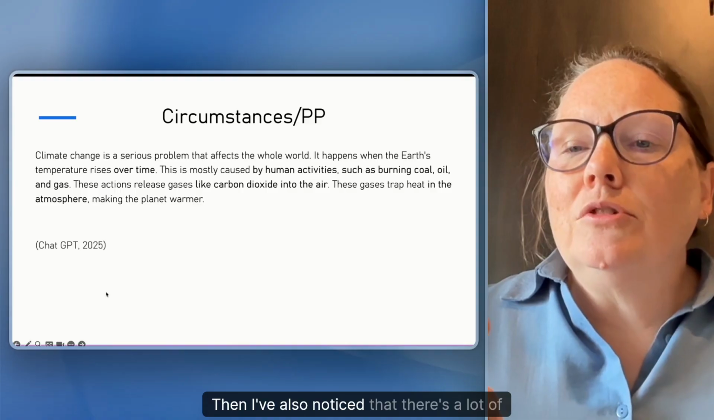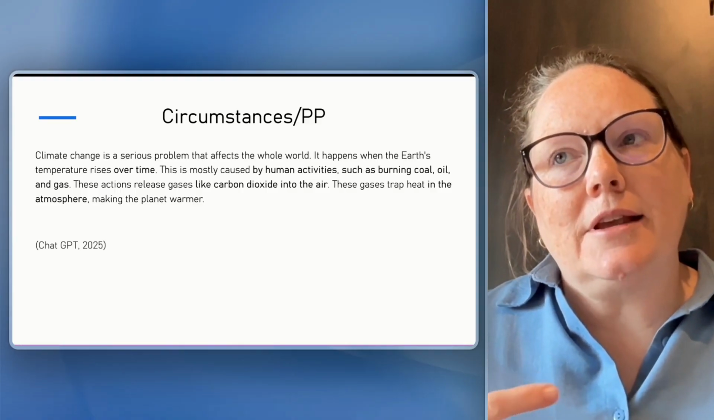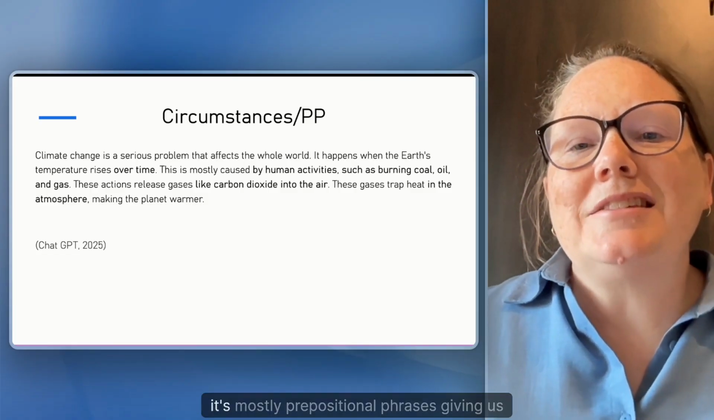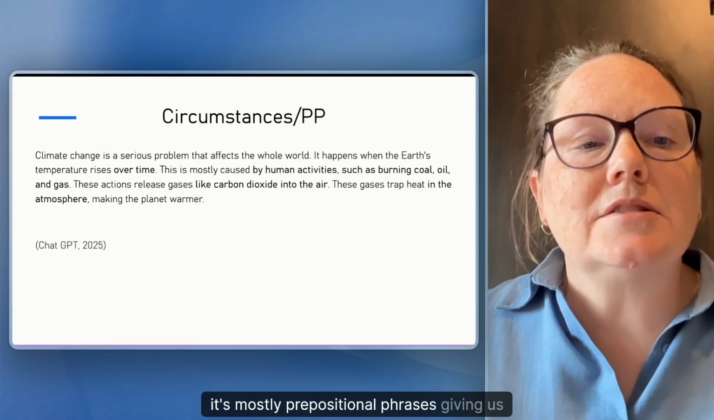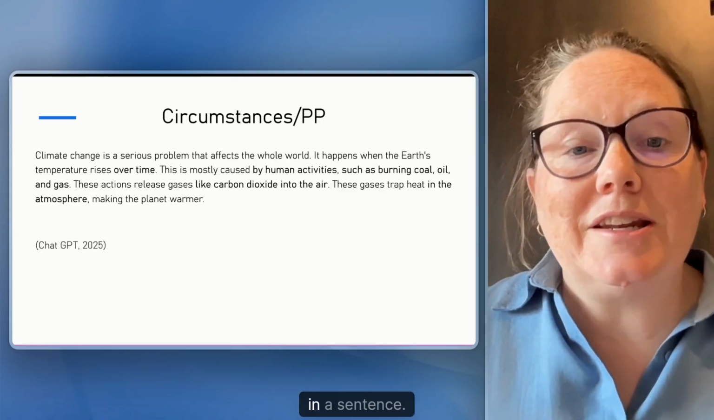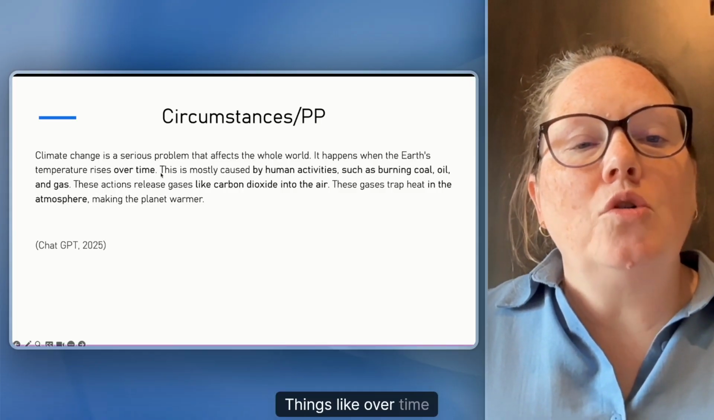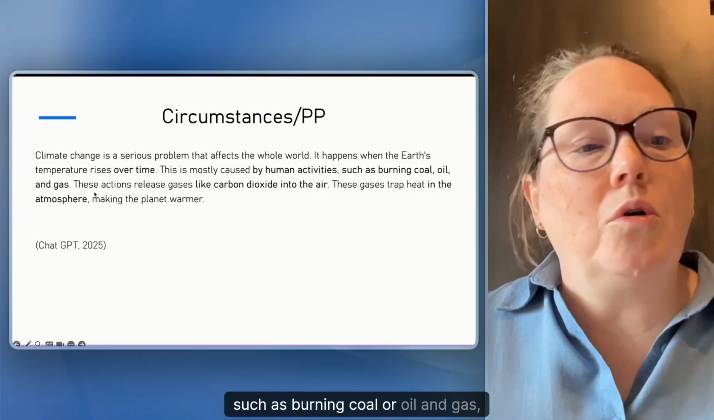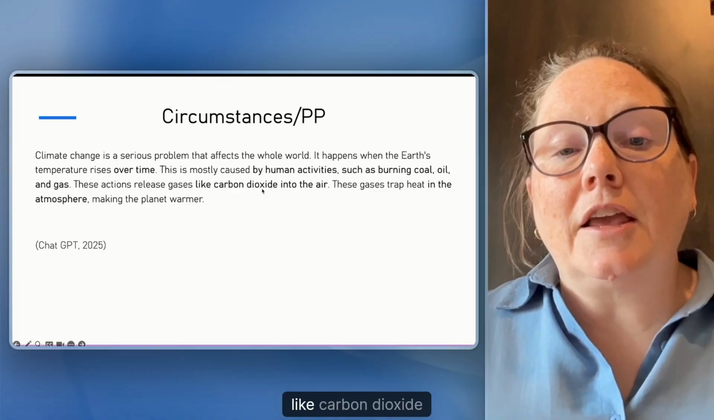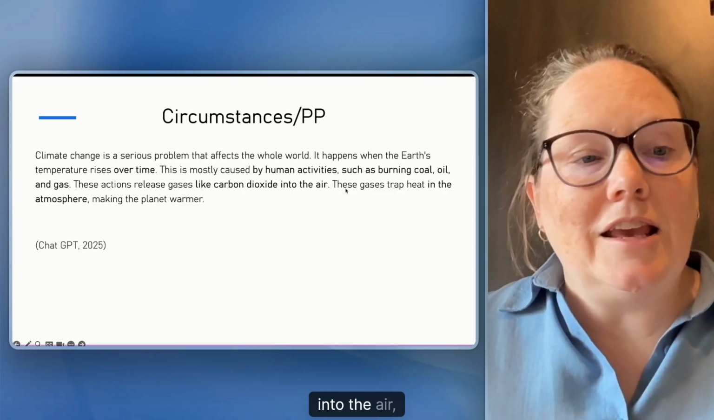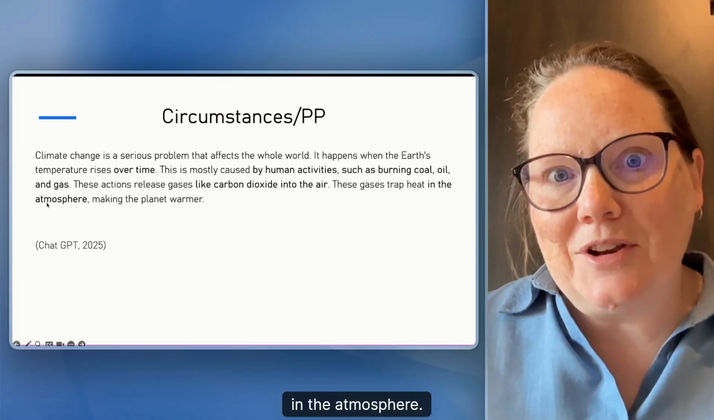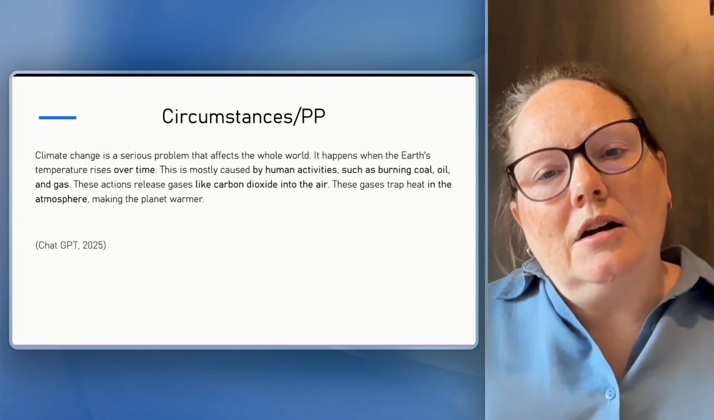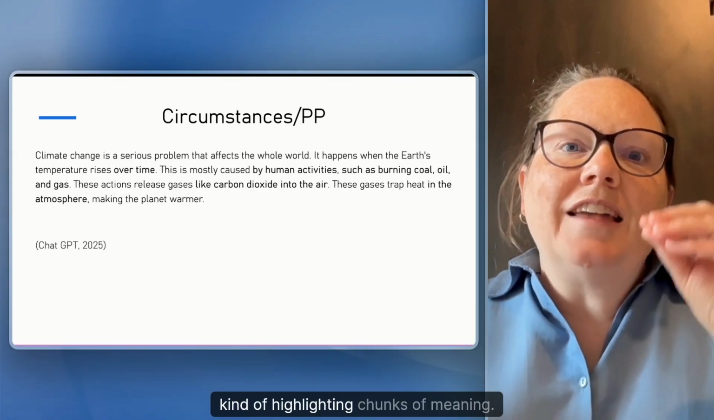Then I've also noticed that there's a lot of circumstances. That's a term from systemic functional linguistics. In this case, it's mostly prepositional phrases, giving us additional information in a sentence. So things like over time, by human activity such as burning coal, oil, and gas, like carbon dioxide, into the air, in the atmosphere. And so what I've done between the noun groups and these circumstances, kind of highlighting chunks of meaning.